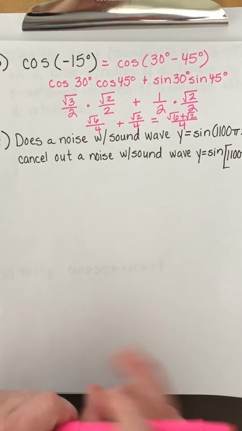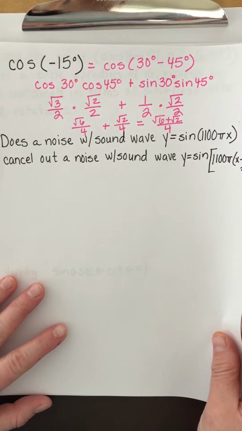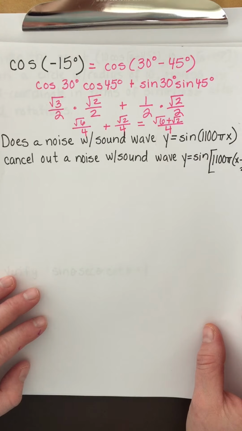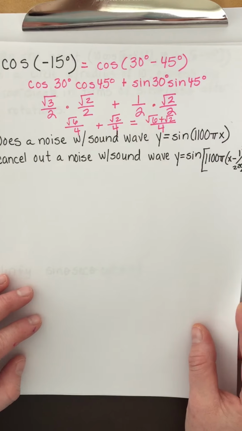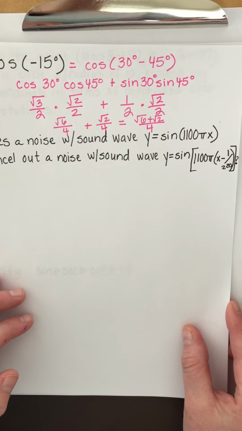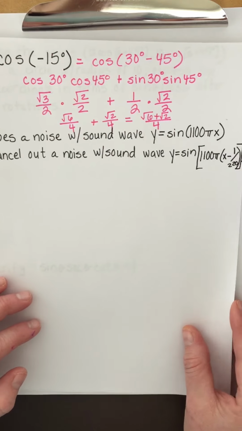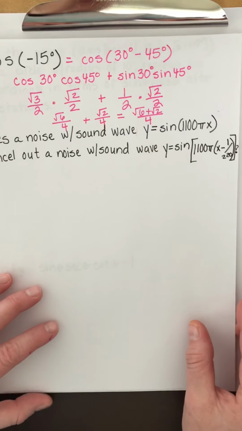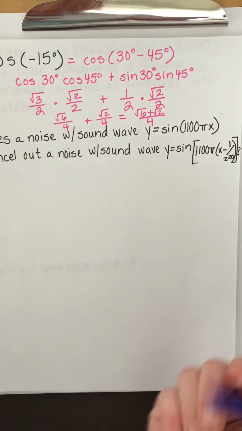Now, this next one is pretty interesting. It says, and I may have to scoot over so you can see all the question, does a noise with a sound wave y equals the sine of 1100 pi x cancel out a noise with a sound wave y equals the sine of 1100 pi times x minus 1 over 220? Okay, so to see if these two things cancel each other out, I would need to add them together and they should equal 0. So that's what I'm going to do.